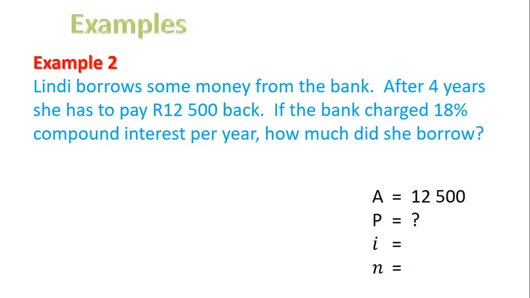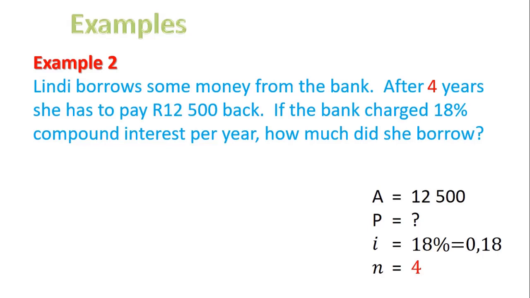My i, or my interest rate, if we look on the second line, if the bank charges 18%, alright, so my i is 18%. Straight away we write that as a decimal, which means we get 0.18. Lastly, our n. Well, how many years? If we look at the top right hand side, after 4 years. Okay, and so n is equal to 4. Brilliant. We've got 3 out of 4 values and we want the 4th one.